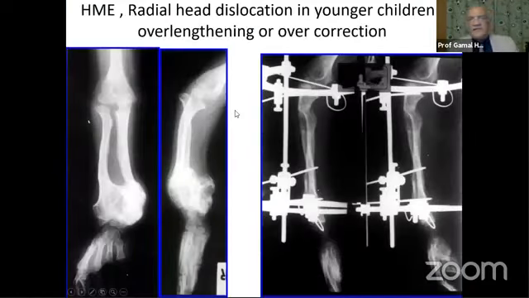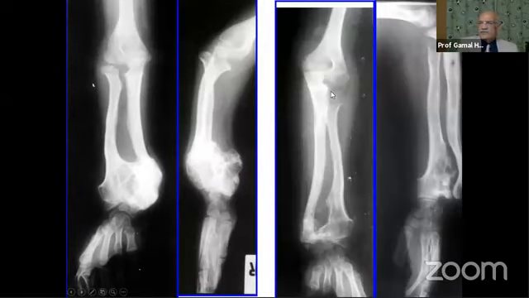Again, hereditary multiple exostosis and dislocated radial head. In such a case, we have to remove a huge segment, and we did lengthening, and again overcorrection because the patient was very young. So we do overcorrection by about 5 millimeters.